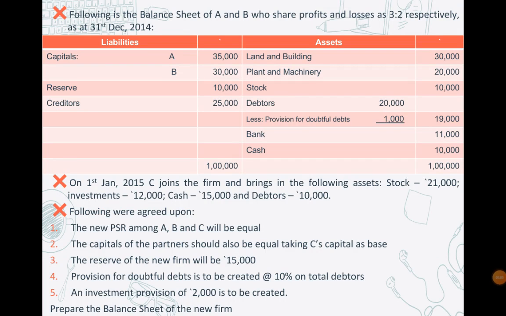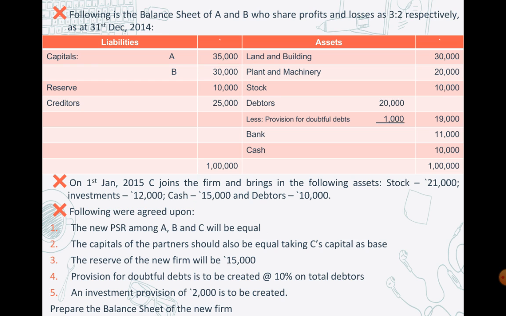Let us look into a few more problems with regards to admission of a partner. Look at this problem here. Following is the balance sheet of A and B, who share profits and losses as 3:2 respectively, as on 31st of December 2014. So you have the old balance sheet there.